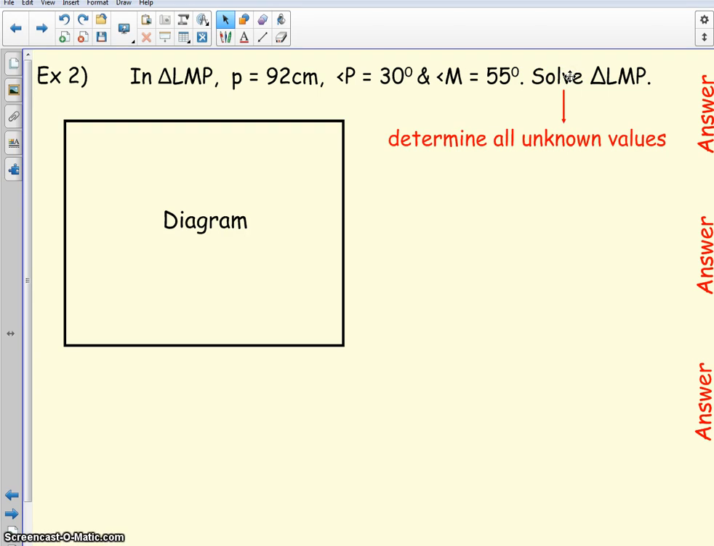So I want you to try and draw the diagram for yourself first. If you're looking for where to start, remember the naming conventions, right? That angle P should be across from side P. So draw the triangle on your own and try and solve for all the missing sides and angles using whatever the appropriate method is. Okay, so pause it for now, give it a try, and push play when you're ready.